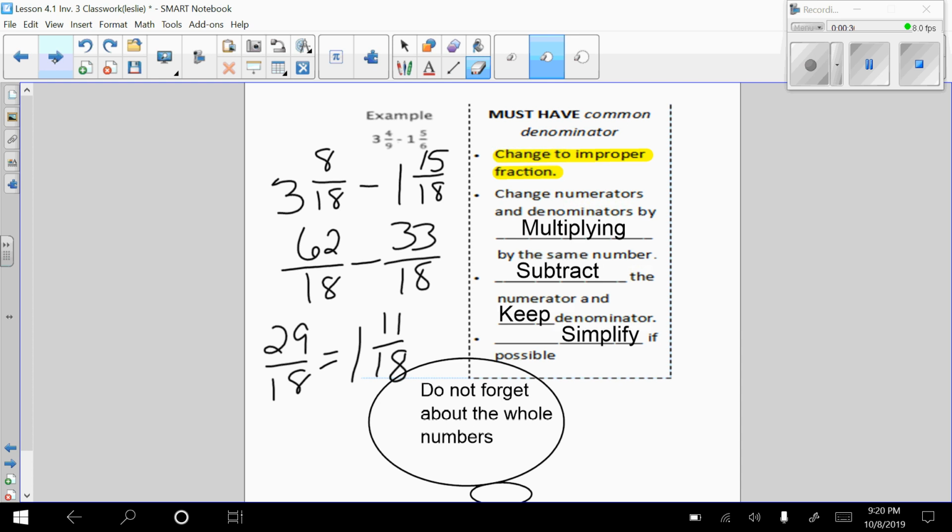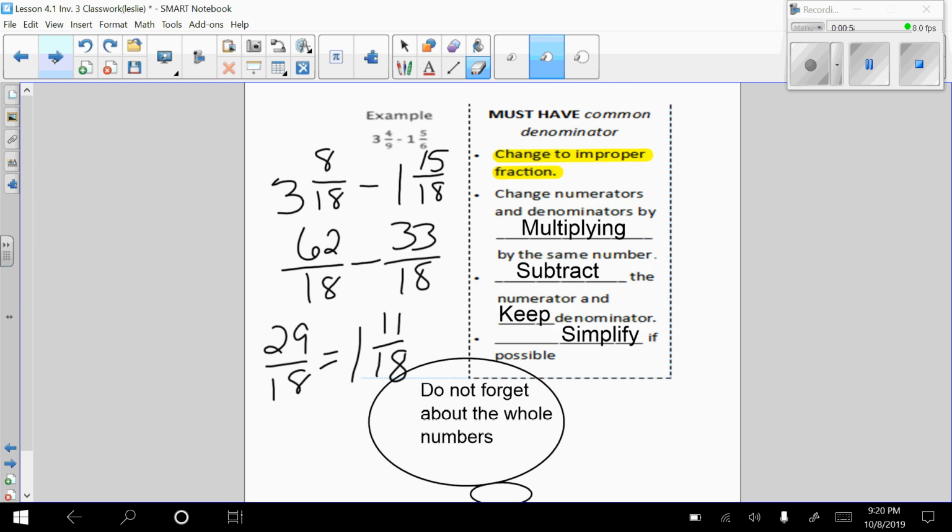The key, remember, is don't forget about the whole numbers. So my example is 3 4/9 minus 1 5/6. I know that the common denominator of 9 and 6 is 18. So I'm going to rewrite them with that common denominator. 3 4/9 becomes 3 8/18. And 1 5/6 becomes 1 15/18. Remember, whatever I multiply the denominator by, I must multiply the numerator by.